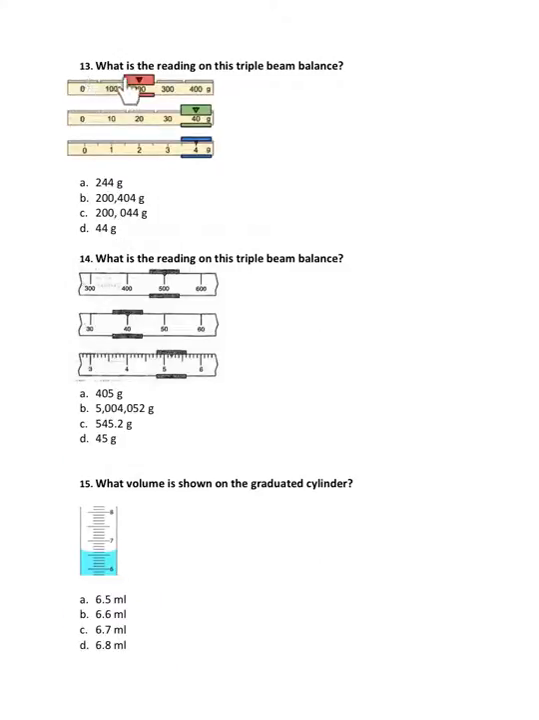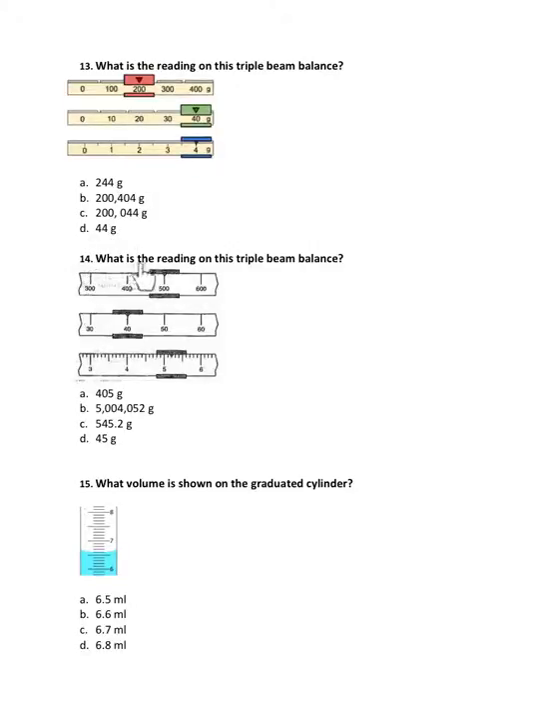Number 13, what is the reading on this triple beam balance? A, 244 grams, B, 200,404 grams, C, 200,044 grams, D, 44 grams.